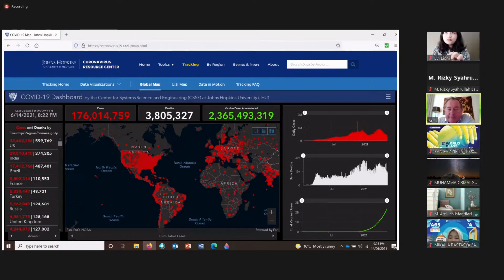It's a point map in the sense that each data point is represented using a point and it's scaled according to size. So the bigger, the larger the number of cases. Now, of course, it's important to understand that these points are centroids. So these are the geographical centre of each of the jurisdictions.